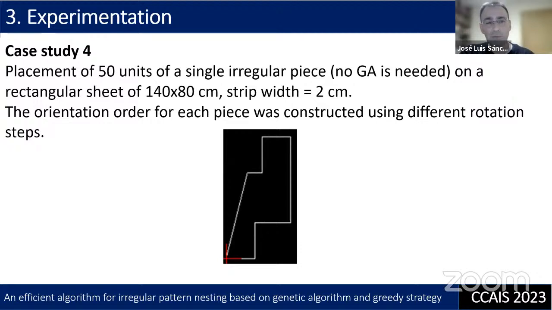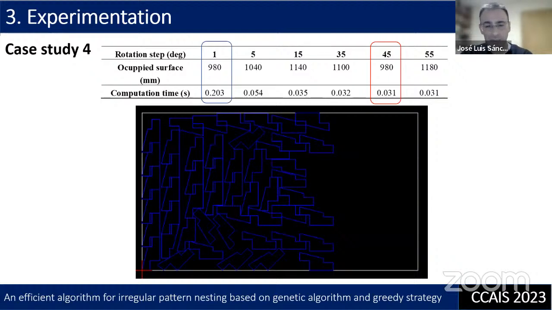In case study 4, we will try to place 50 units of a single irregular piece, so no genetic algorithm is needed. And the sheet was 140 times 80 centimeters and the strip width 2 centimeters. And this is the final placement of the pieces. We observed that the rotation steps of 1 and 45 degrees were the best, with a better computation time for 45 degrees.